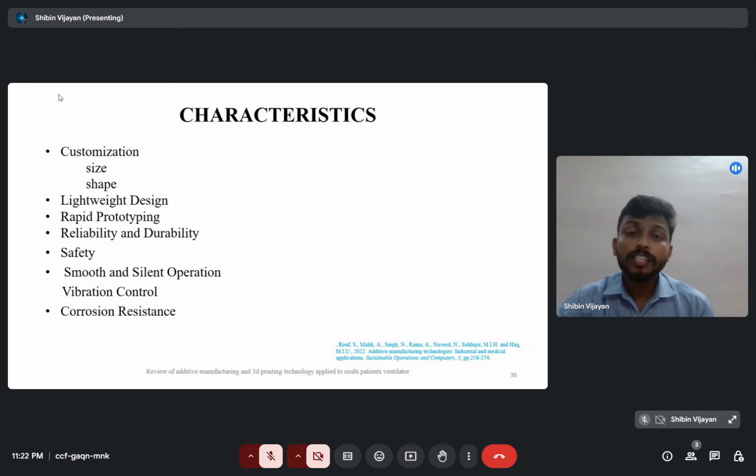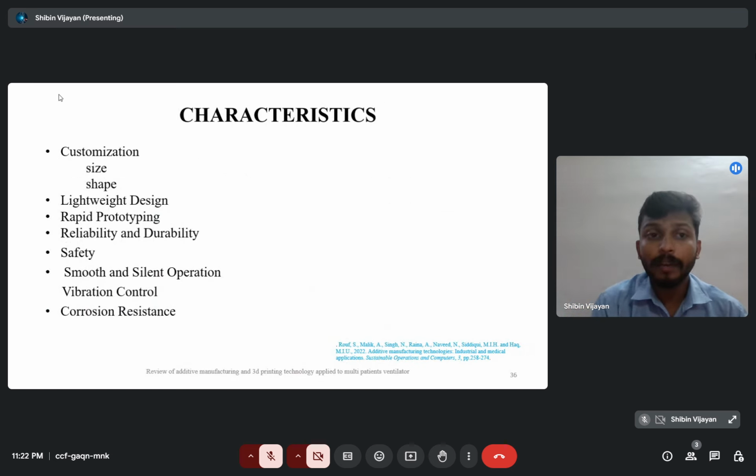And the characterization of ventilator equipment parts: customization, size and shape, lightweight design, and rapid prototyping, reliability and durability, safety, smooth and silent operation, vibration control. And next is corrosion resistance.